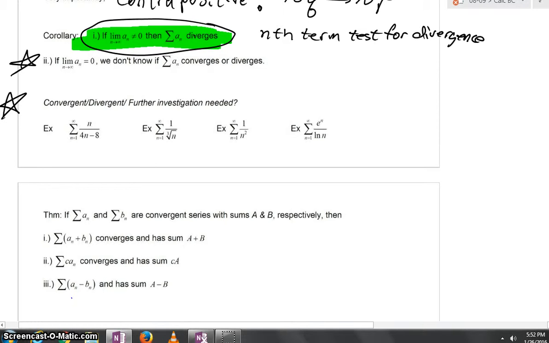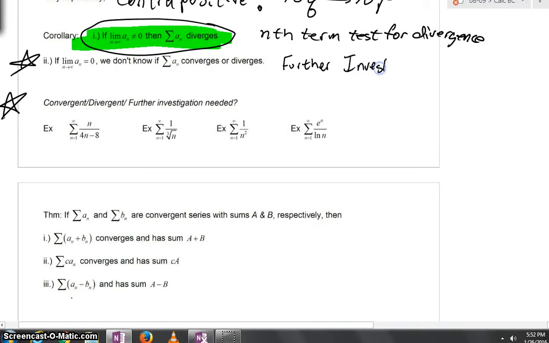If the limit as n goes to infinity of a sub n, the nth term of a sequence, does not equal 0, then the series a sub n diverges. That's wonderful, but look right below it. If the limit as n goes to infinity of a sub n equals 0, frankly, we don't know if that series converges or diverges. We'll say further investigation is needed.